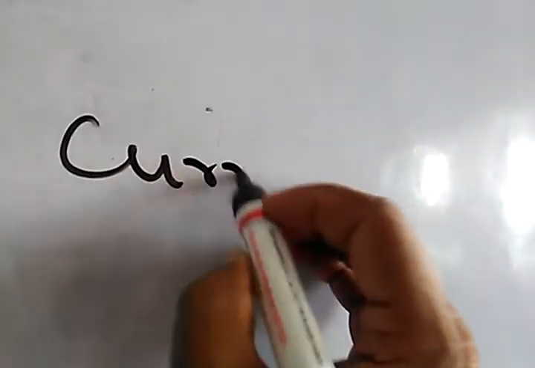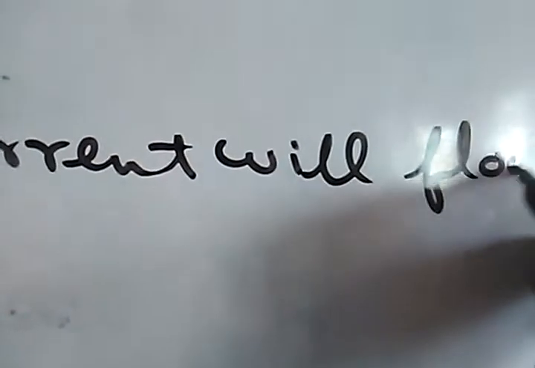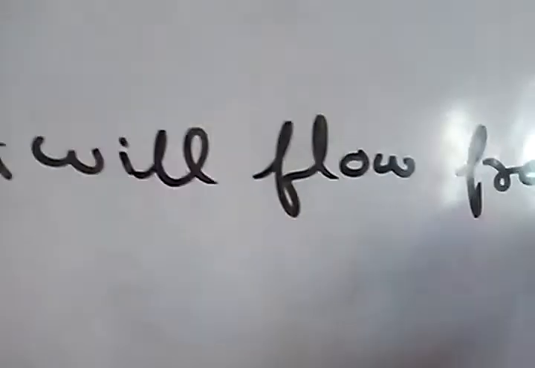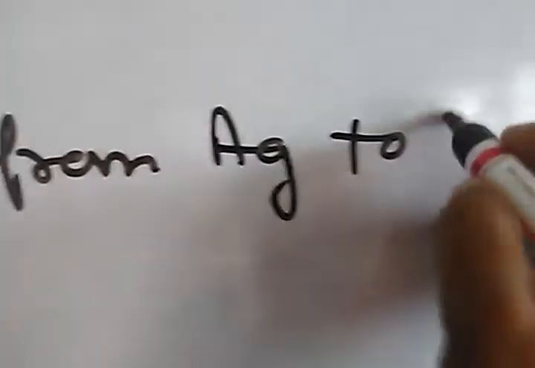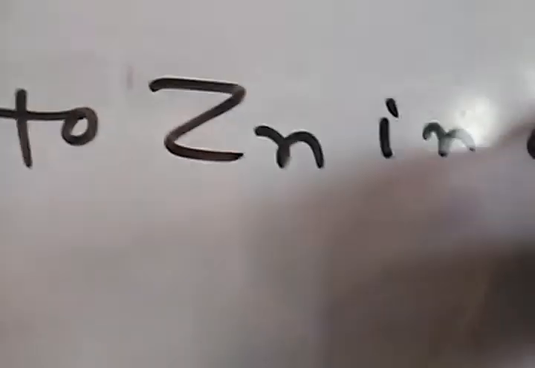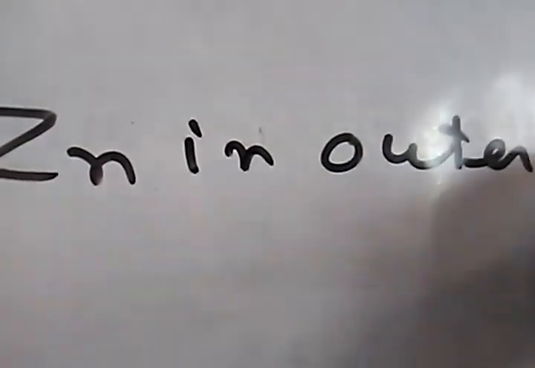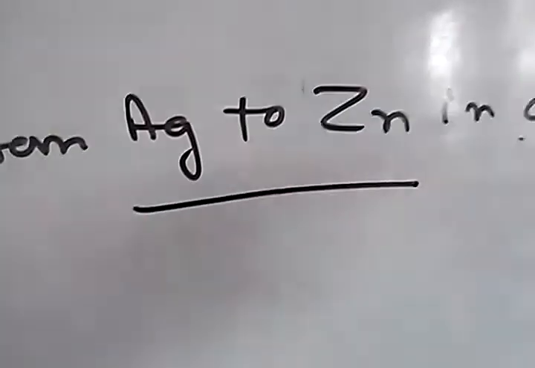And current will flow from silver to zinc in the outer circuit. Current will flow from silver to zinc.